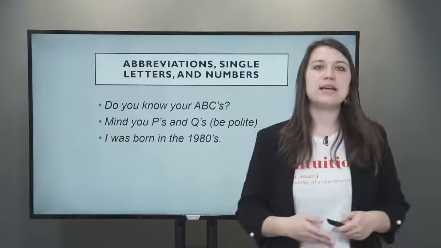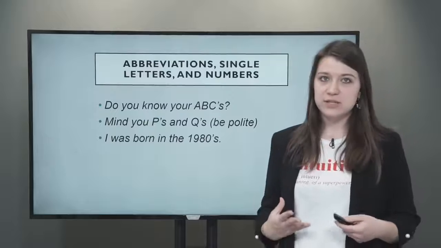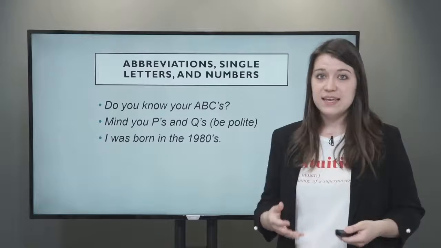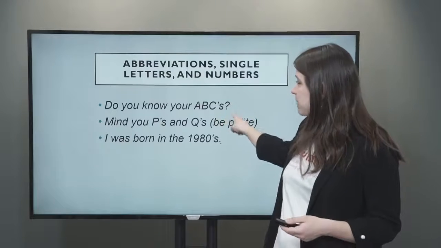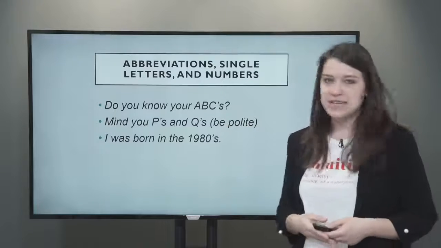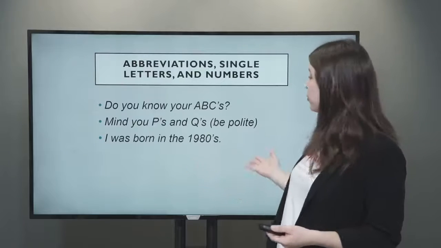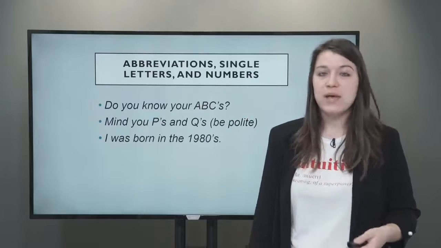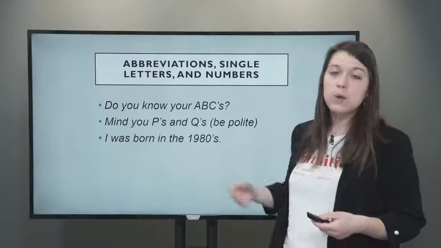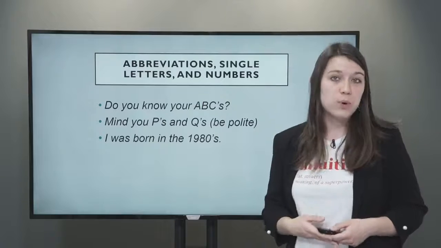Okay, now let's look at how to write abbreviations and apostrophes with single letters and numbers. For example, do you know your ABCs? Here we put an apostrophe S after the ABCs, which means do you know how to spell, basically. Mind your P's and Q's. This is an expression which means be polite. So here with the letter P and the letter Q, we add an apostrophe S. And when we're talking about dates, for example, I was born in the 1980s, we put an apostrophe S after the number. So 1980 apostrophe S. I was born in the 1980s.